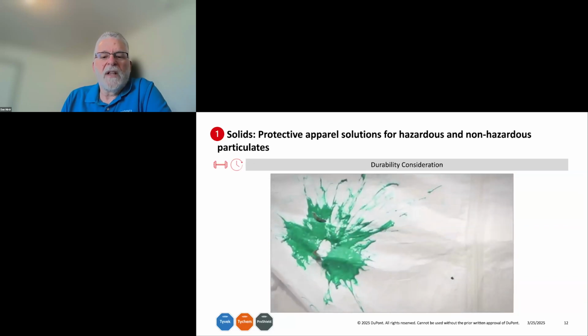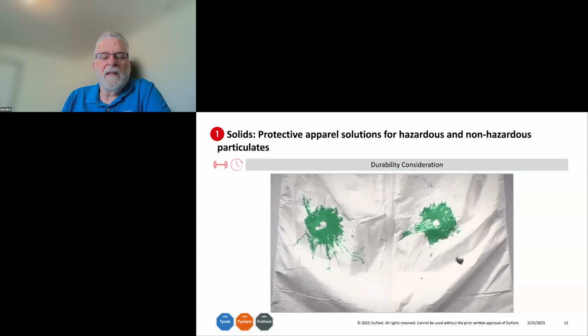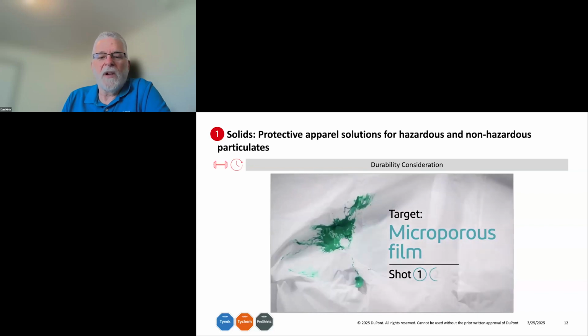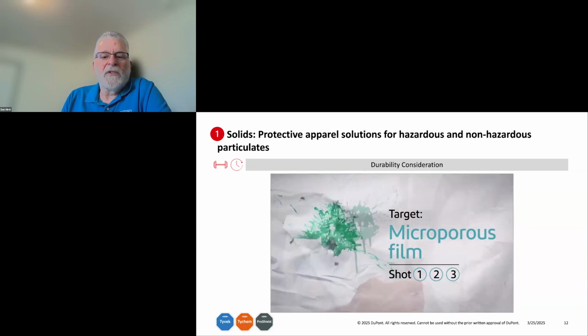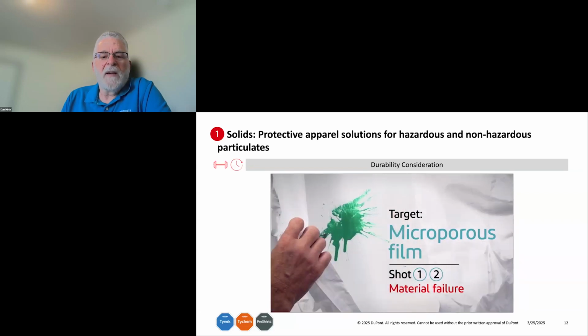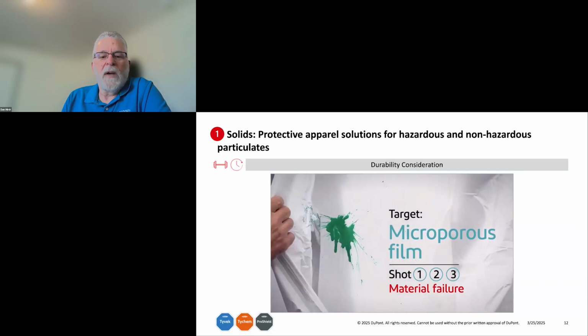So that kind of shows you the velocity. I think actually this first one is Tyvek, just to kind of demonstrate what we're doing with it. But here's the microporous film, shot 1, 2, and 3. And afterwards, we're going to show you that this fabric failed. So not only did the paint come through, but actual holes got blown through the fabric as well.